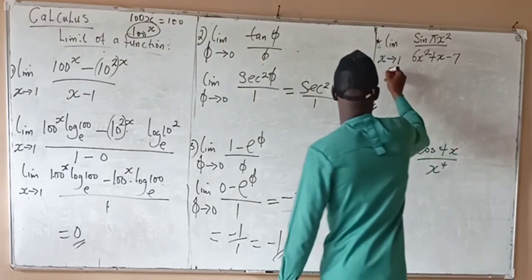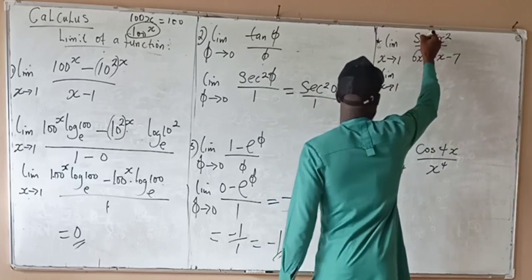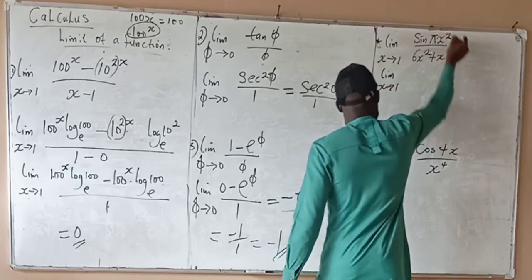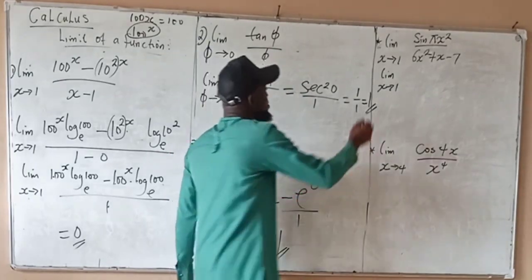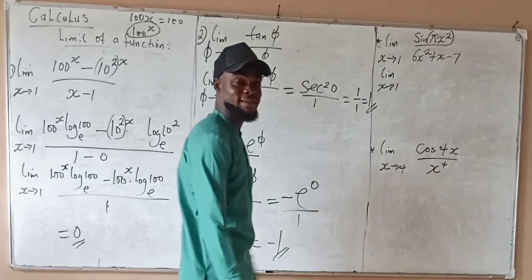So differentiating both sides now. Let's differentiate sine pi x squared. How do we differentiate that one? The first thing we're going to do is differentiate this front part, sine pi x squared, with respect to x.